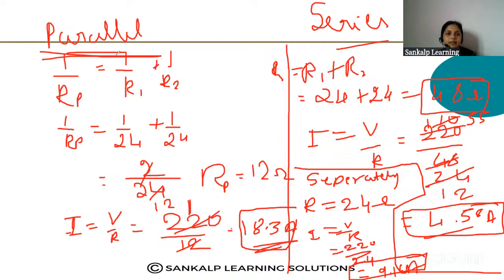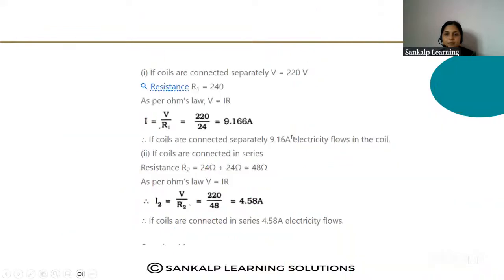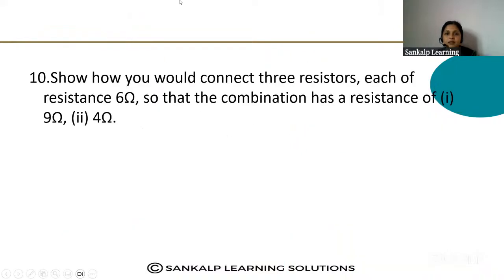First, when they are connected in parallel, what is the total resistance? That is 12 ohm. And what is the current flow? That is 18.3 ampere. When it is connected in series, what is the total resistance? That is 48 ohm. And what is the current? That is 4.58 ampere. When it is connected separately, R is equal to 24 ohm total resistance and I is equal to 9.16 ampere. So these three cases you have to solve. Okay. So I hope you got this. Next question.